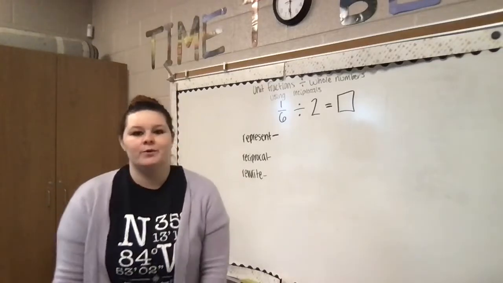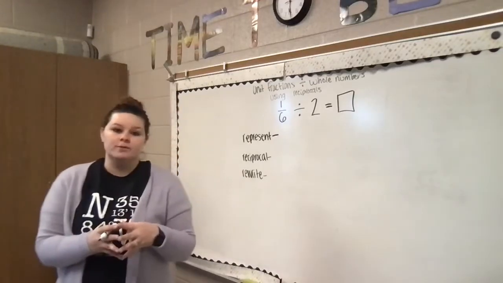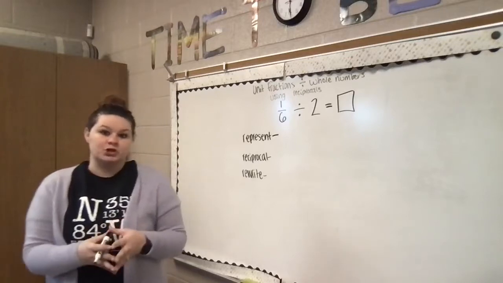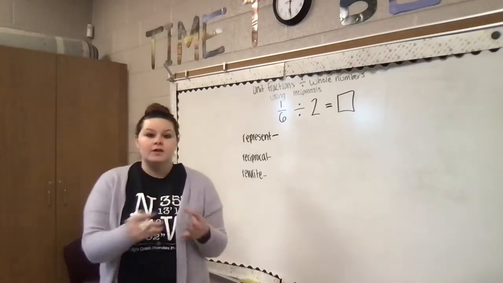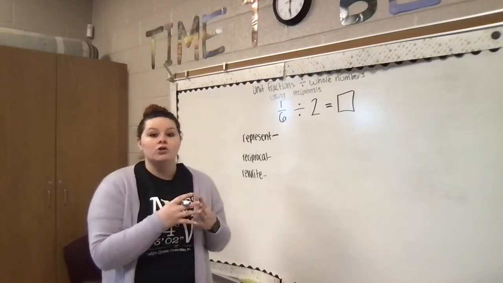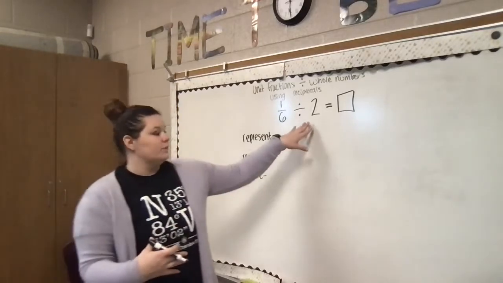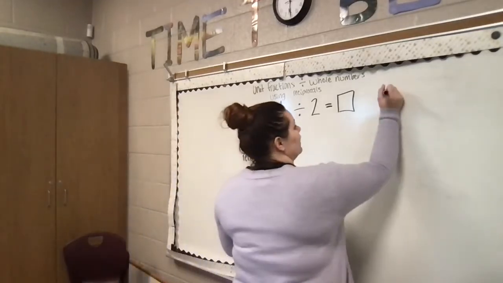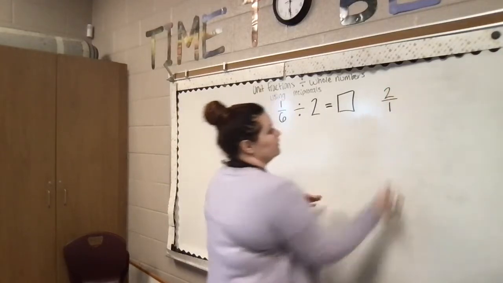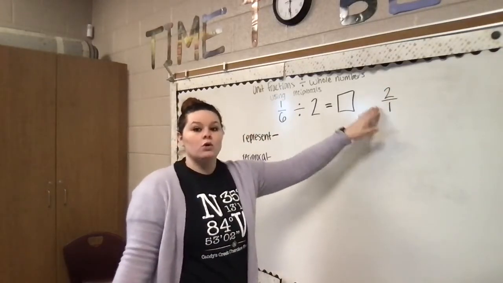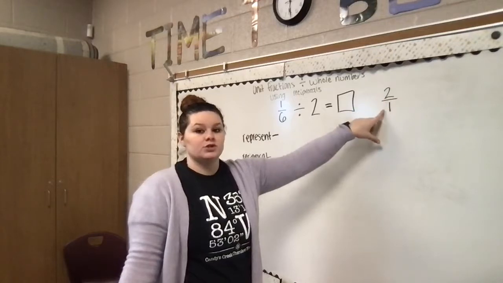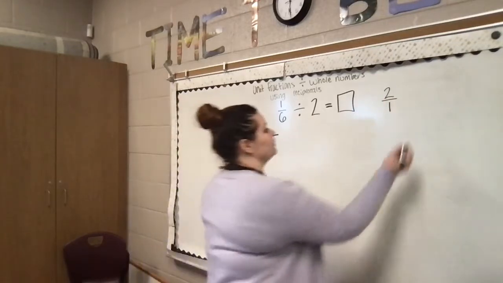Hello. In this video, we're going to be dividing unit fractions by whole numbers using the reciprocals strategy. If you remember from the last video, we can write whole numbers as fractions by putting them over 1. For example, we see the 2 here. We can write 2 as a fraction as 2 over 1. There's 1 piece in each whole, and there are 2 of those pieces. So 2 over 1 is equivalent to 2.